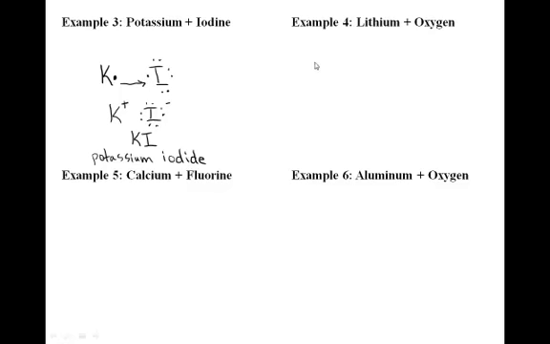Example 4, lithium. Li is an alkali metal, so 1. And then oxygen is 6. Let's count across on the periodic table. Yeah, 6. So now when I move this electron over, then I get a partner here for this electron. But I still need one here. There's only 7.